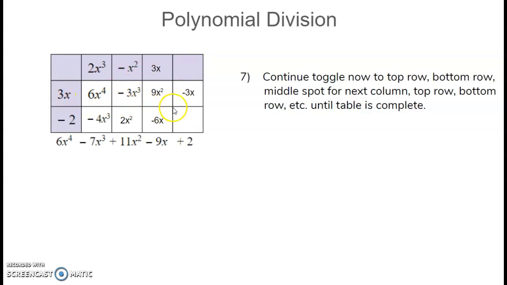Something times 3x is negative 3x. That should be negative 1. And negative 1 times negative 2 is 2. There they are. And these two match. That's really nice when they match. We have to do something different when they don't match, and we will look at that later.